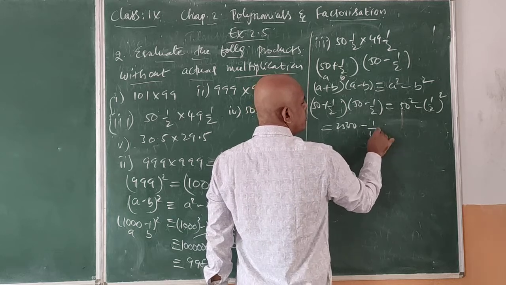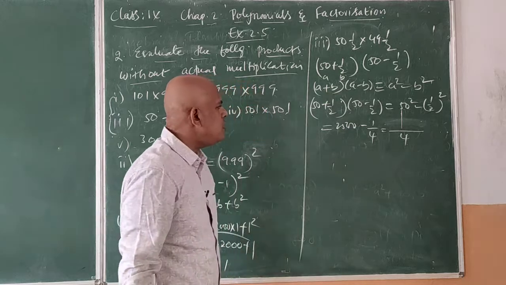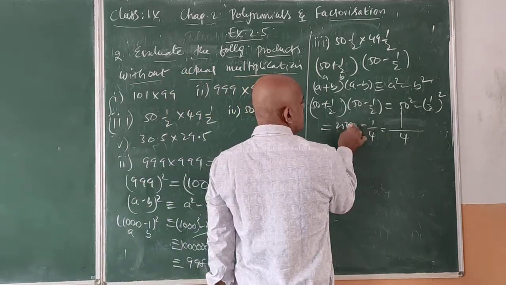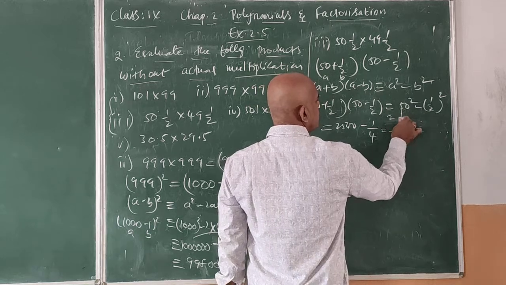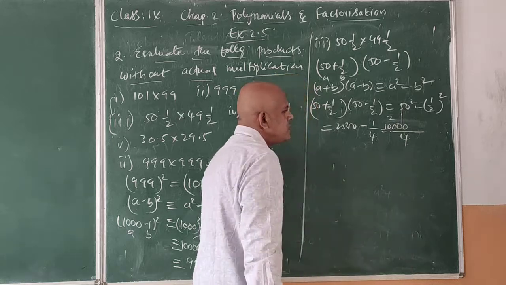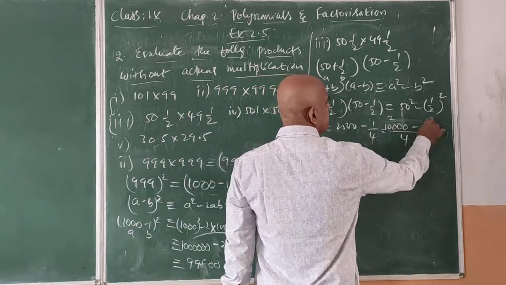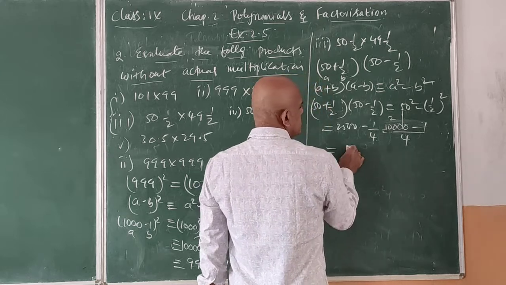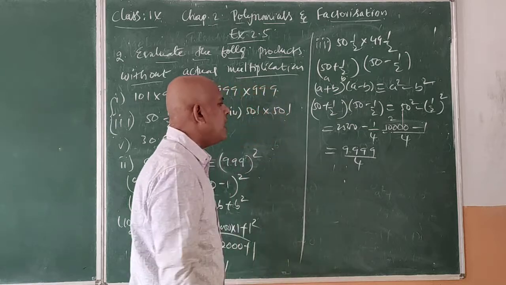1 by 2 square means 1 square is 1, 2 square is 4. So that is equal to, LCM is 4. So 2500 minus 1 by 4. There is no denominator in 2500, so multiply with 4: 4 zeros 0, 4 5s 20, 4 2s 8, 10. So 10,000 minus 1, the denominators being the same. So what do you get here? 9,999 by 4.